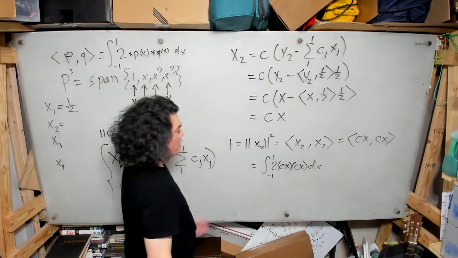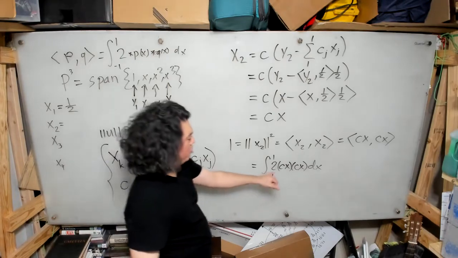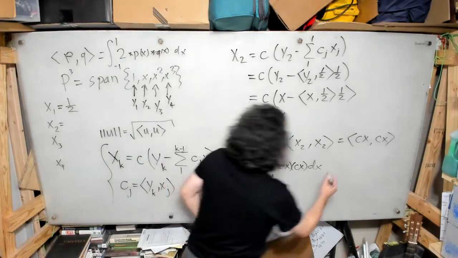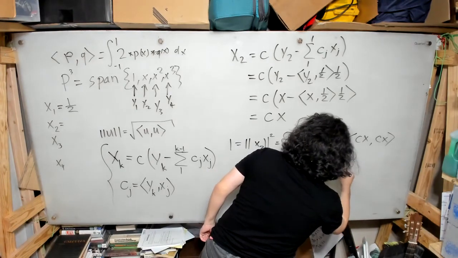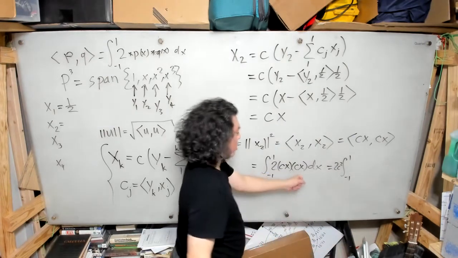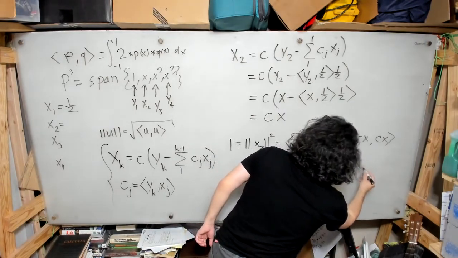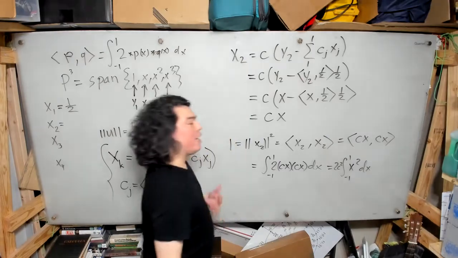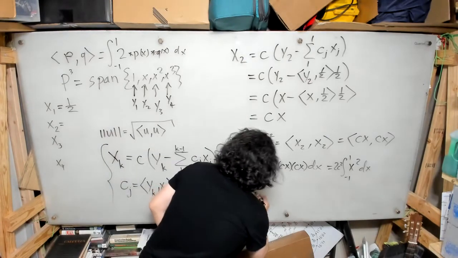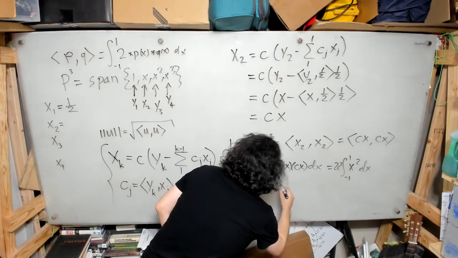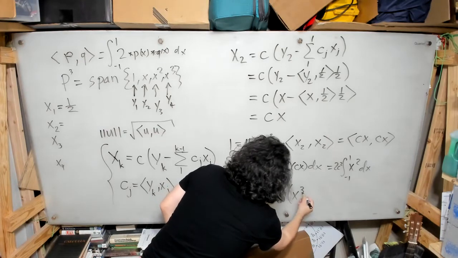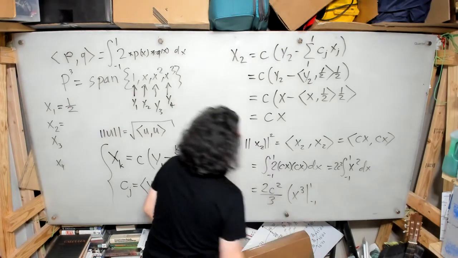Okay? Now you can see that I can have 2 times c, that's 2c squared. I'm going to pull that out, and I'm going to be left with the integral. So 2c squared times the integral from -1 to 1 of x squared dx. Now when I integrate that, I'm going to get x cubed over 3. So I'm going to get 2c squared over 3 x cubed evaluated from -1 to 1.